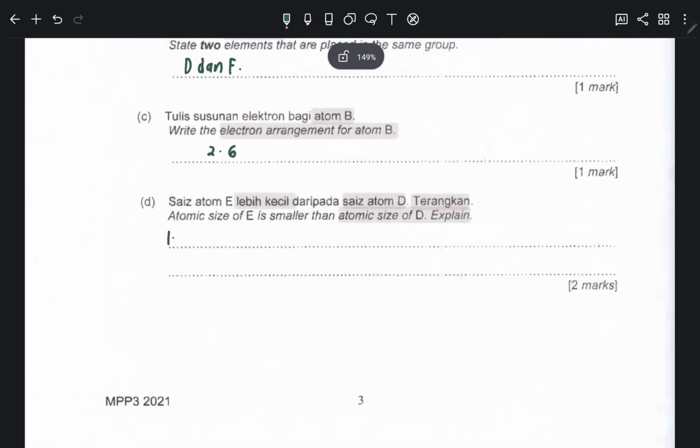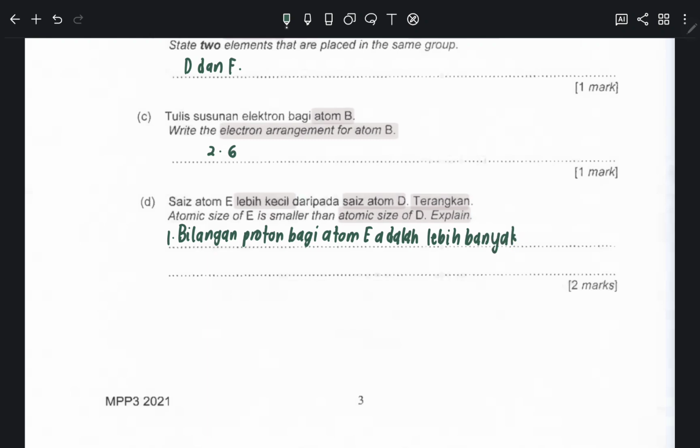Okay, so your first sentence is: the number of protons of atom E is more than atom D. So this is the first sentence. Okay, you want to write in English. The number of protons of atom E is more than atom D. Correct. Okay, this is the first sentence that you can write.